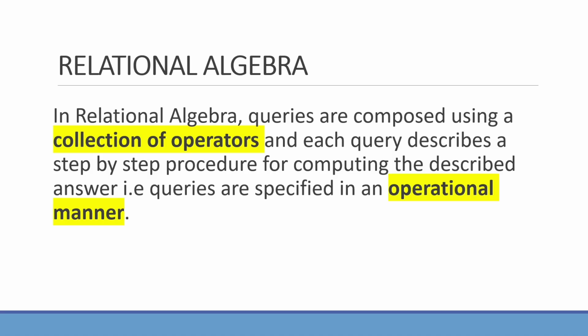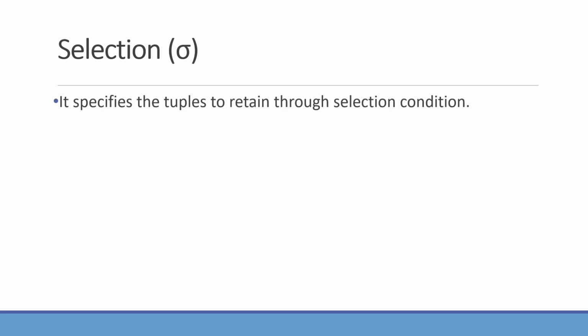Let's get deeper. Here comes the first operator, selection, denoted by sigma. It specifies the tuples to retain through a selection condition. That means it gives rows as the output based on a specific condition. It selects the rows that satisfy a given condition.